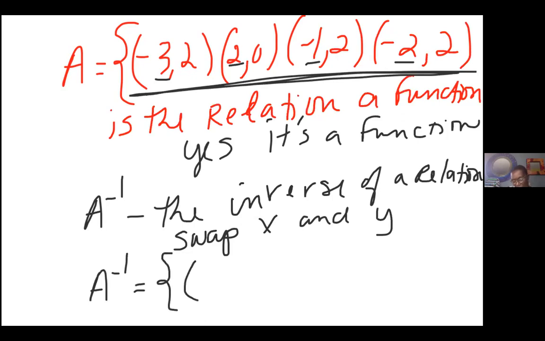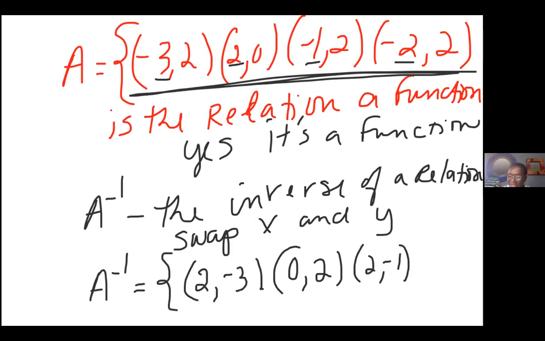So that -3, 2 will become 2, -3. The 2, 0 will become 0, 2. The -1, 2 will become 2, -1. And of course, the -2, 2 will become 2, -2, right?